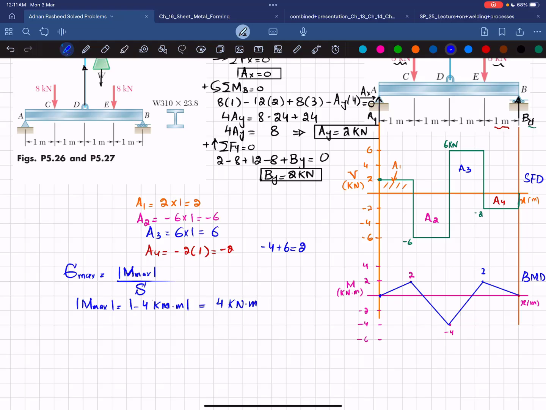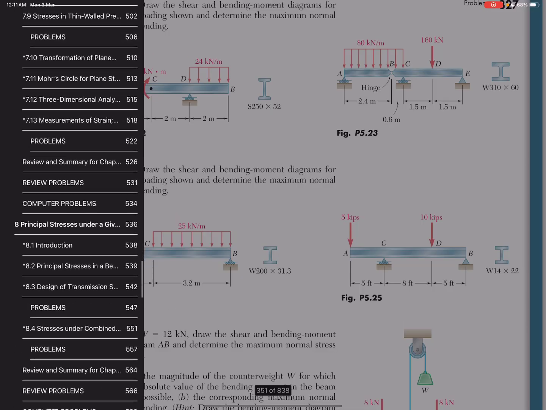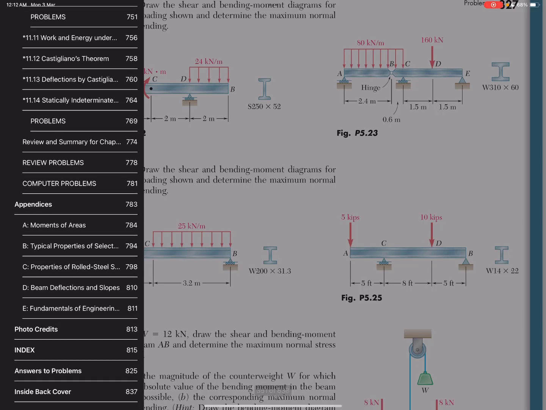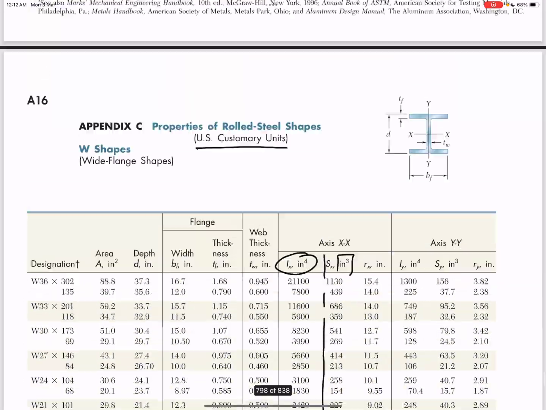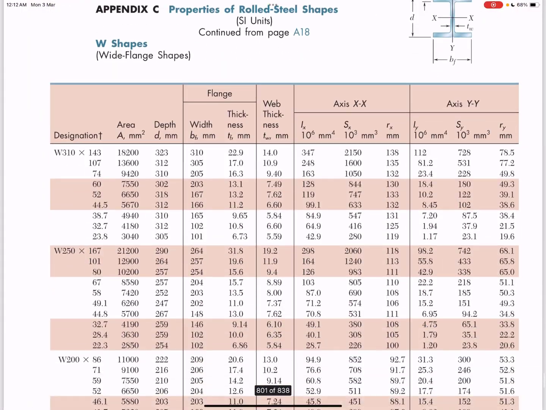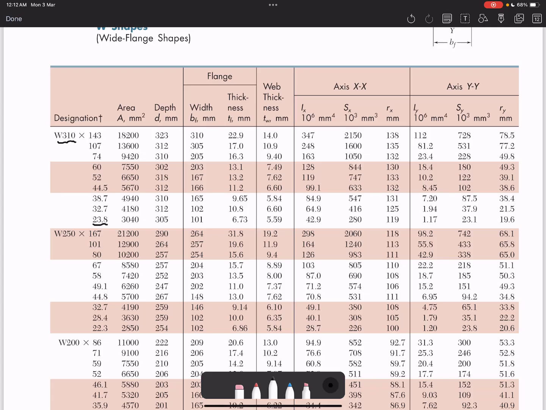And what about S? Since we have been given that this is W310 by 23.8, clear? So from the table, let me show you. I will go to the table and we will select the W310 by 23.8. So you have to go to the properties of rolled steel in Appendix C. Here you will choose the SI units. Okay, so W310. Now you can see here that this is W310, but 23.8 is here. So what you will get is this Sx, which is 280 into 10 to the power 3 cubic millimeter.